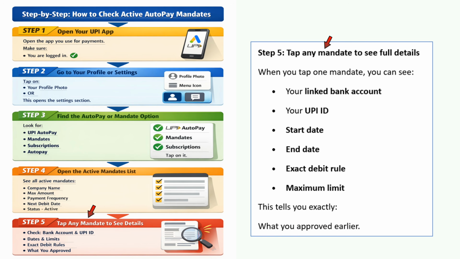Step 5. Tap any mandate to see full details. When you tap one mandate, you can see your linked bank account, your UPI ID, start date, end date, exact debit rule, and maximum limit. This tells you exactly what you approved earlier.